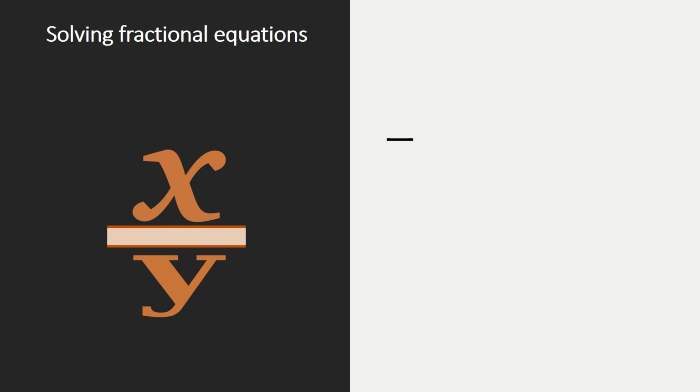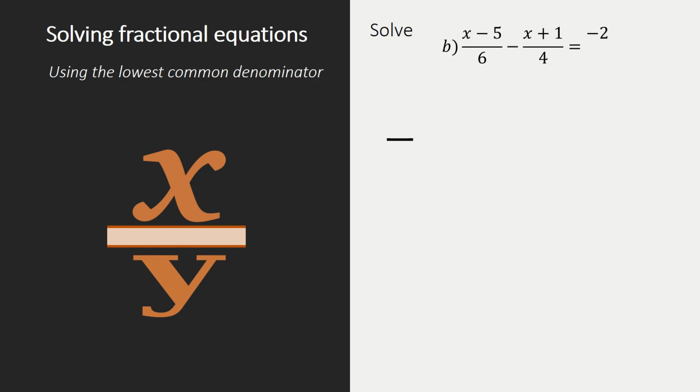Alright, our second example. Please copy this in your notebook and then pause the video because I first want you to try it yourself. And afterwards you can check if you had your answer correct or not. So (x minus 5) over 6 minus (x plus 1) over 4 equals minus 2. So pause the video and check later on if you did correct or not.